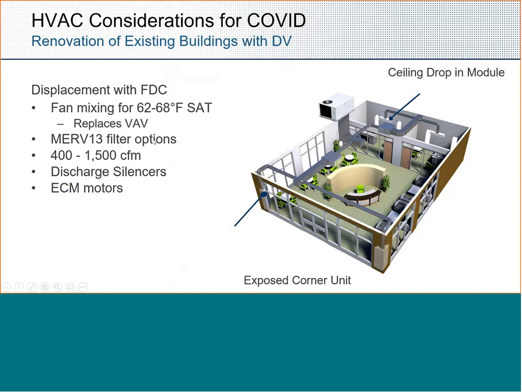All right, so the last thing I want to mention just before kicking off the mic is that if you're looking at a renovation opportunity, there is the concept of replacing a VAV box with a fan mixing box and converting that 55 degree supply temperature ceiling system over to a warmer displacement style of approach. And of course, there's all these options. We won't go through all of them, but different filtration capabilities that we have with that. So definitely get in touch, reach out to us if you have questions on that.